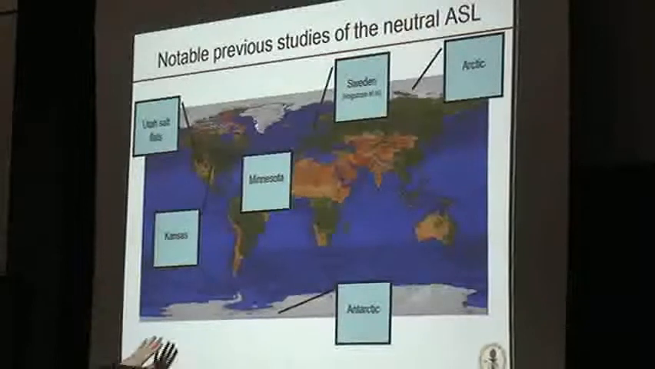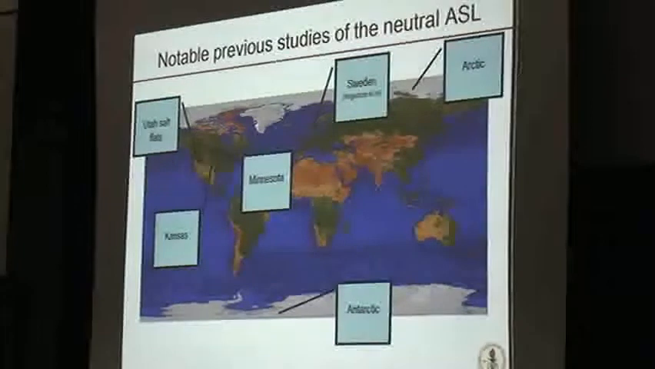I don't know why they want to go out there. Minnesota, Kansas, some famous experiments with canopies in the US. And then the ones I'm going to talk about are Utah salt flats.